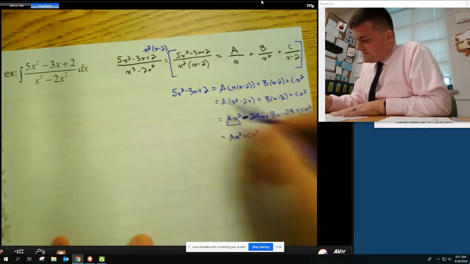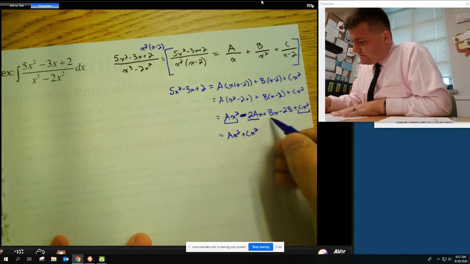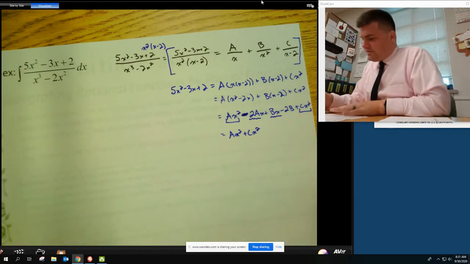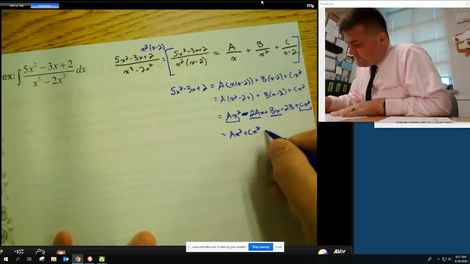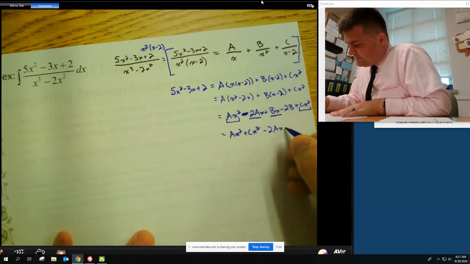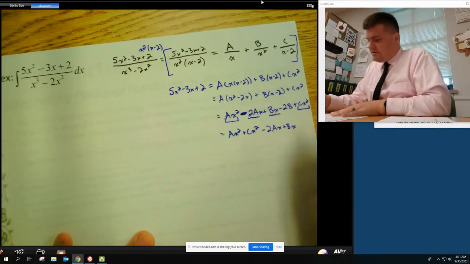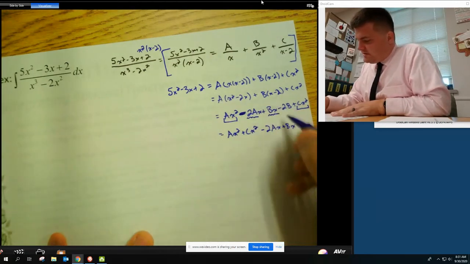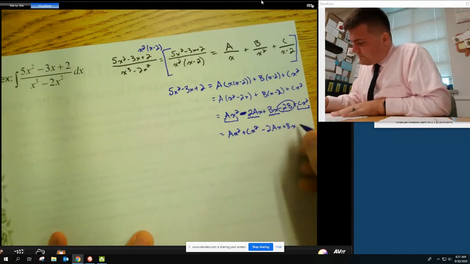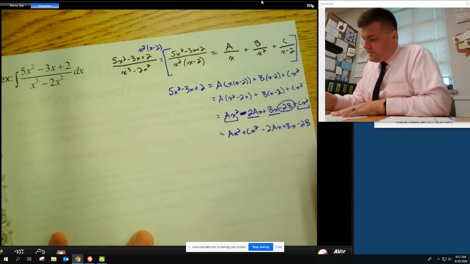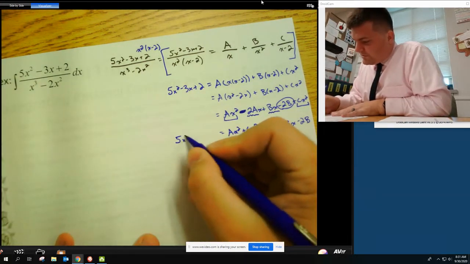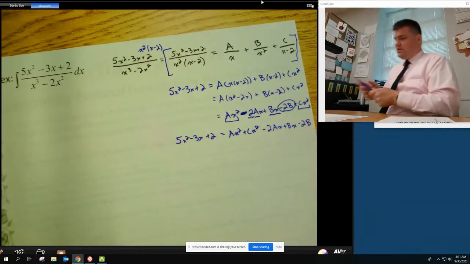For my x's, I just got those two. So I'm going to get negative 2ax plus bx. And then my constant is actually just going to be this guy right here, minus 2b. And this is all equal to 5x squared minus 3x plus 2.